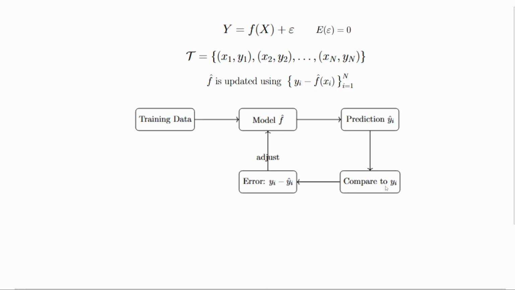So here's a simple diagram, a way you can think about machine learning models. We start simply by observing our training data, and then we find some model, f hat. And then we ask, how good is our model, f hat? And so it makes a prediction, and then we compare the prediction to y i. And then based on that difference, we can then adjust our model and continue in that loop until we're satisfied with our model.